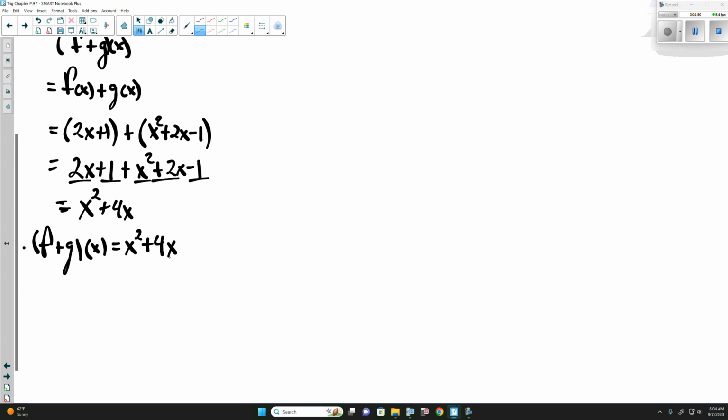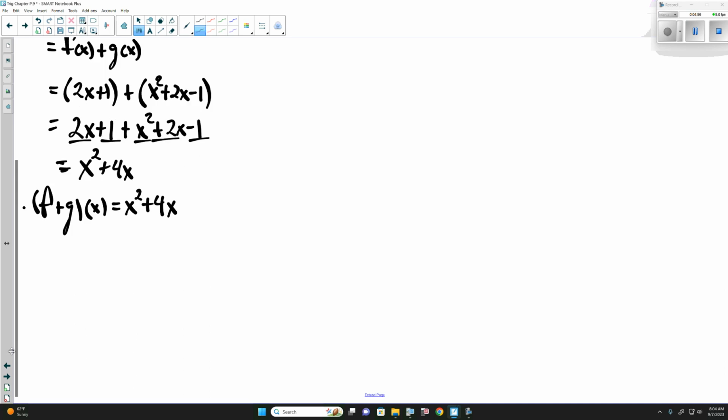Now the other part was to evaluate this when x is 3, yes? So what they're asking us to do here is to find f plus g of 3. Now, one way we can do this is start back at the top like we just did for the sum and rewrite it as f of 3 plus g of 3. Plug 3 into f of x, then plug 3 into g of x. And then simplify down. Well, don't we already know what f plus g of x is? Yeah. So instead of doing all that, we can just plug 3 into each x in x squared plus 4x.